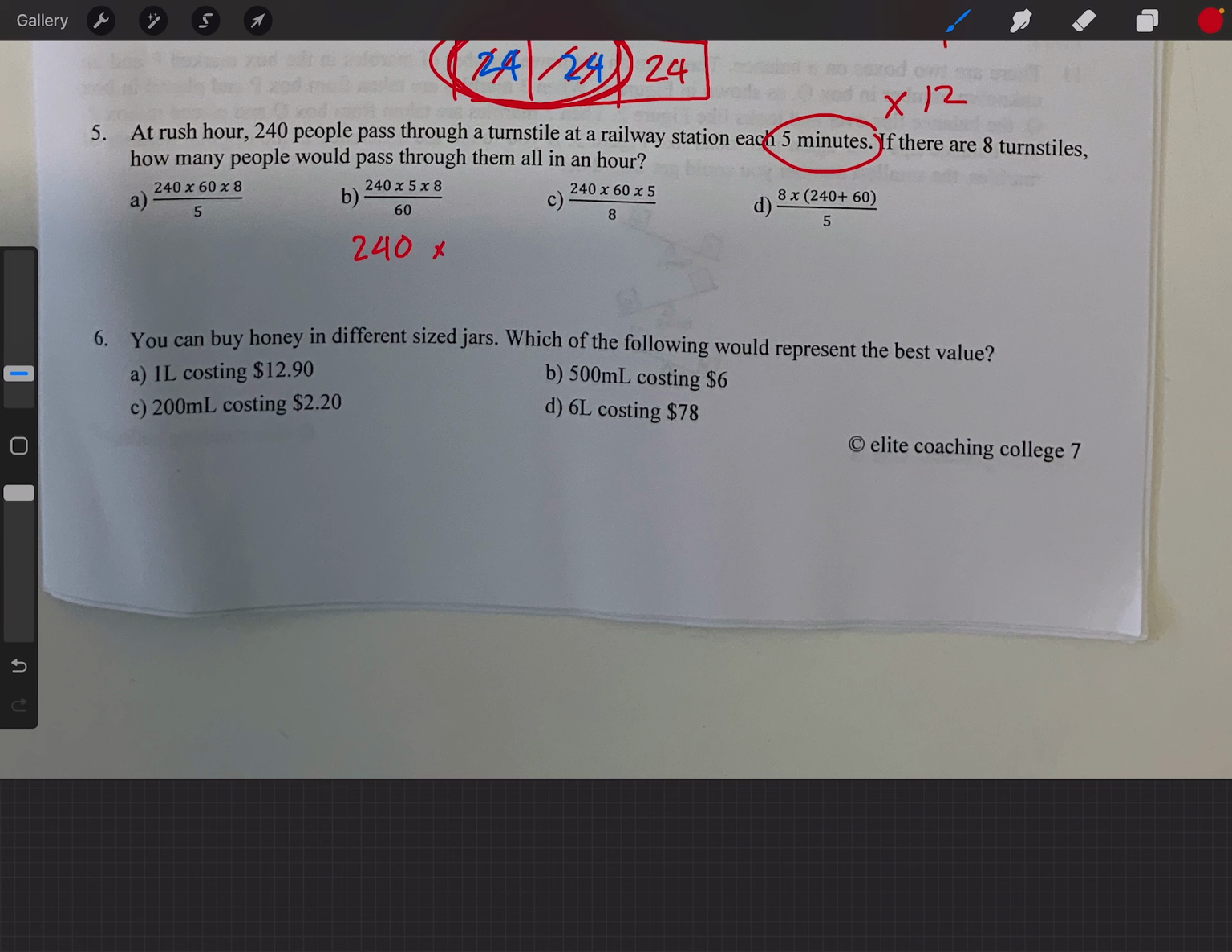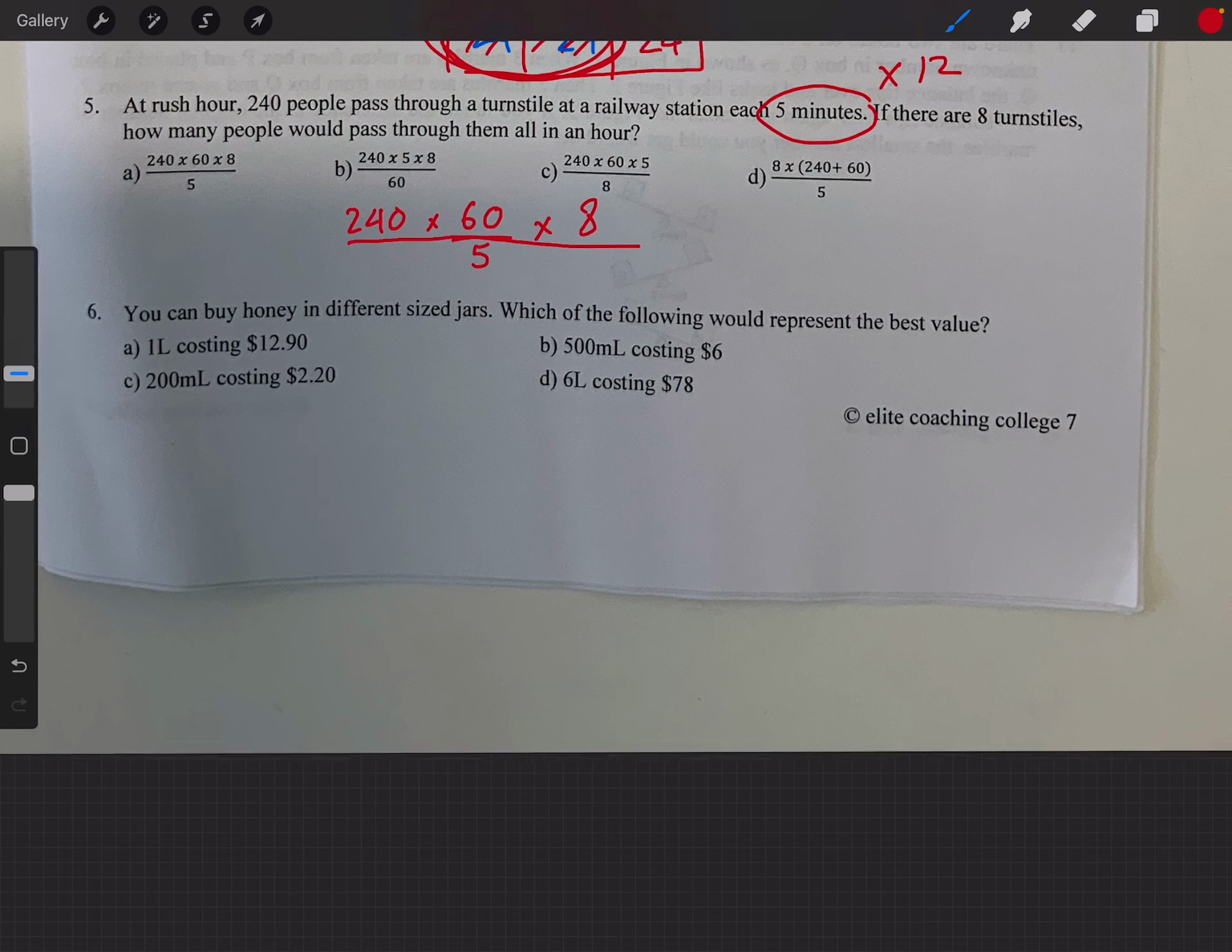So 240 times by, you could say, 60 over 5, because that would be 12, right? 60 divided by 5. And then you're going to times it by 8 because there are 8 turnstiles. So which one of these do you think is the answer there? I could put all of this into one whole fraction and you can see the answer clearly.